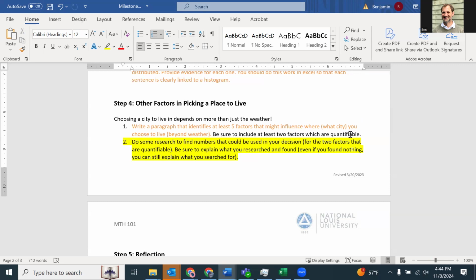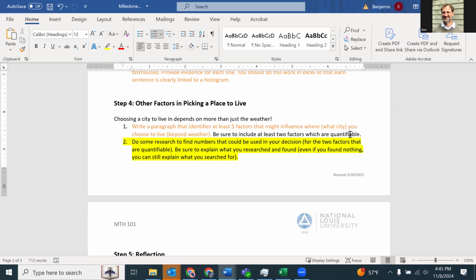If you're saying do I have friends and family nearby? That's kind of a gray area because I could count how many friends and family are nearby, and that could be part of what my scale is. I need more than 3 or something. So that could be quantifiable, but if the answer is just yes, no, that's not really quantifying. So just make sure that 2 of your factors are quantifiable.